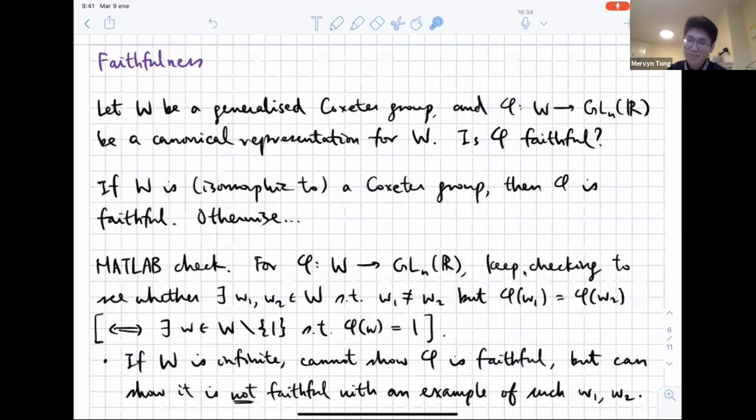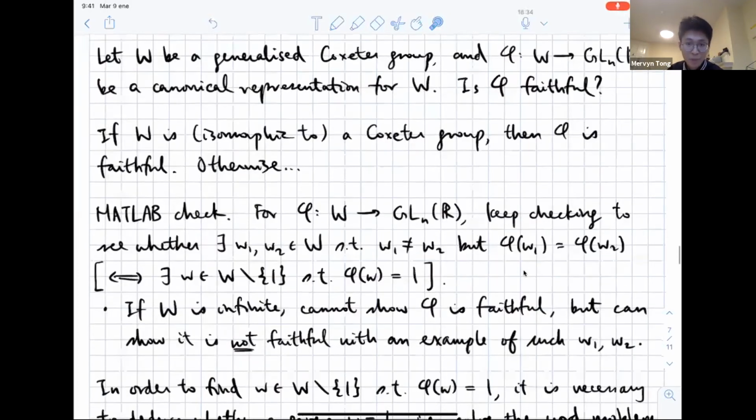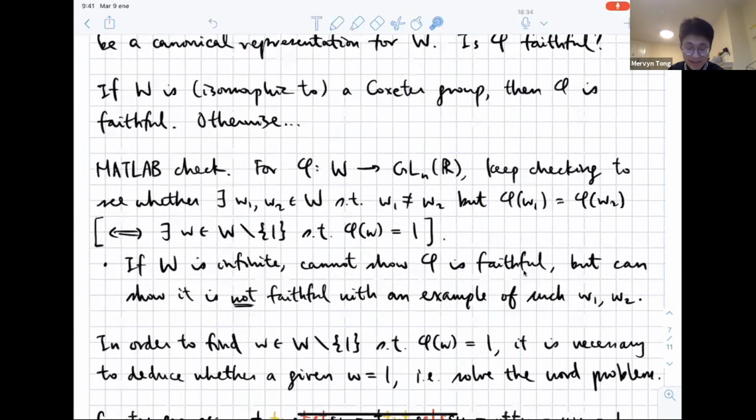And to be honest, I'd be fairly surprised if there was one, because the one that was done by Jacques Tits for Coxeter groups was fairly complicated, and we already noted that Coxeter groups are special and nice in their relations. So what I did for a lot of my projects was check manually using MATLAB whether these representations were faithful. So that in particular just means checking whether there are different elements W1 and W2, such that phi of W1 is phi of W2. Which of course is the same as checking if there's a non-trivial element that gets sent to 1.